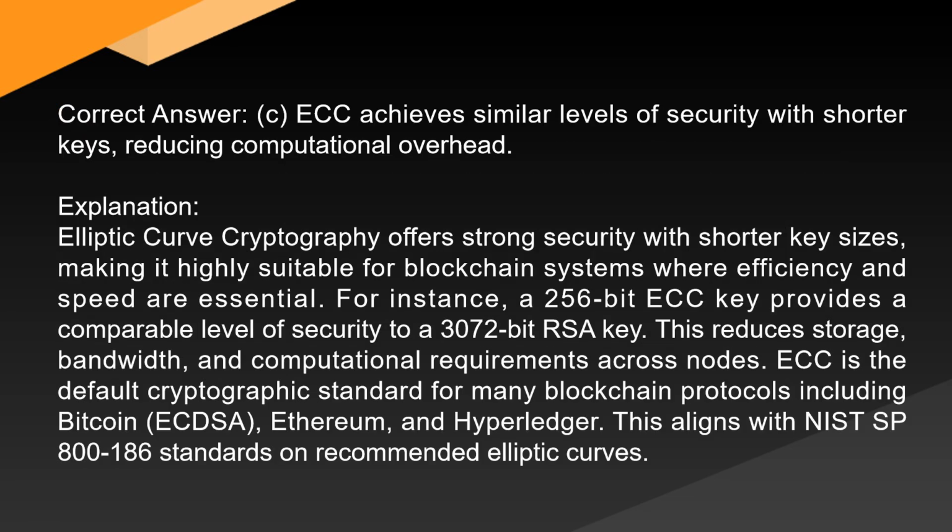Correct answer: C. ECC achieves similar levels of security with shorter keys, reducing computational overhead. Explanation: Elliptic curve cryptography offers strong security with shorter key sizes, making it highly suitable for blockchain systems where efficiency and speed are essential. For instance, a 256-bit ECC key provides a comparable level of security to a 3072-bit RSA key. This reduces storage, bandwidth, and computational requirements across nodes.